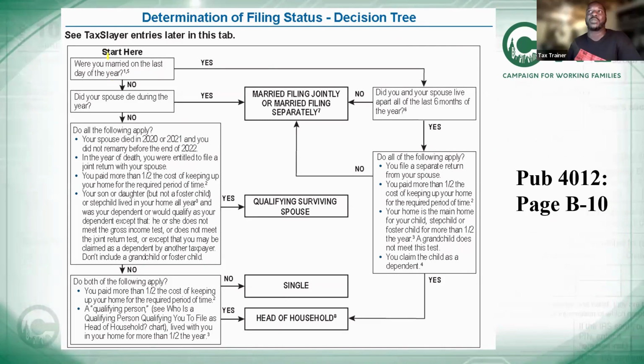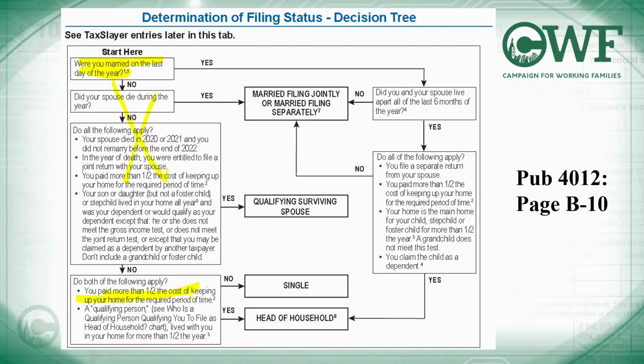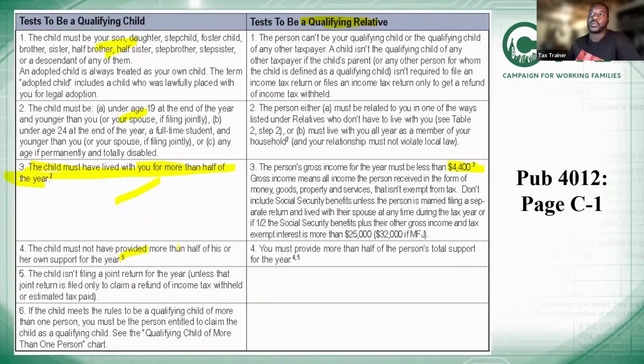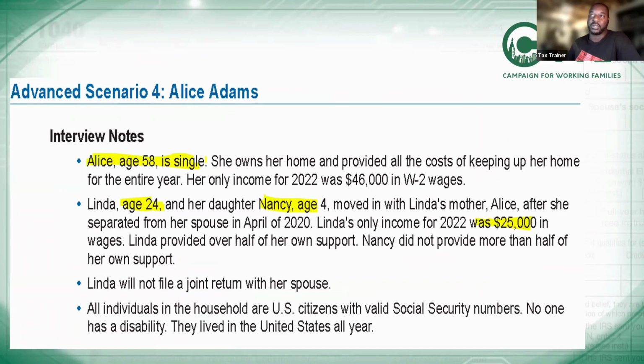So let's be Alice. Was Alice married on the last day of the year? No. Did her spouse die? Not that we're aware of. So we don't have to worry about any of that. Did she take care of half of the cost of her household? Yes, she did. It just says Alice after she separated from her spouse. No, Alice was single. Alice is 58 and single.